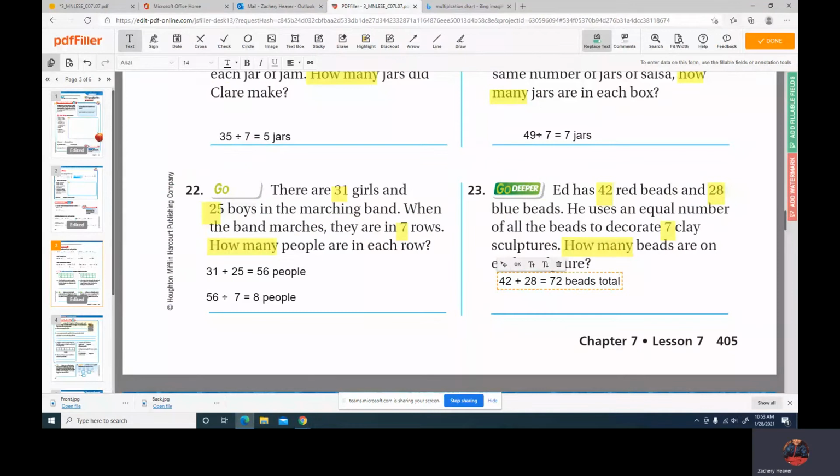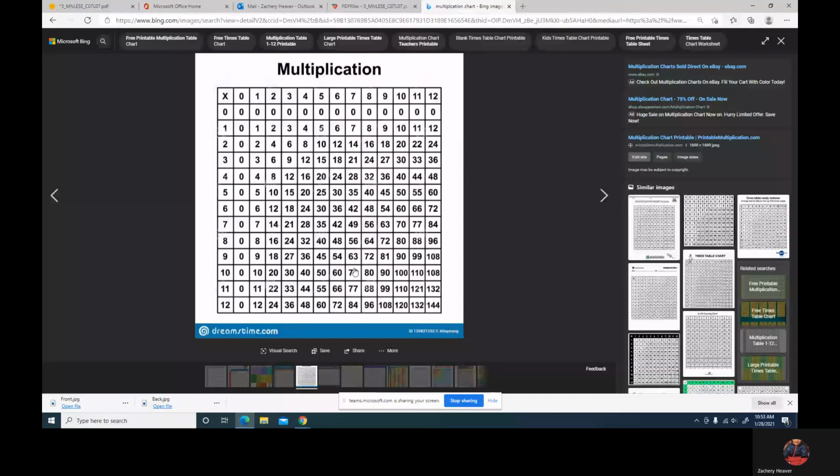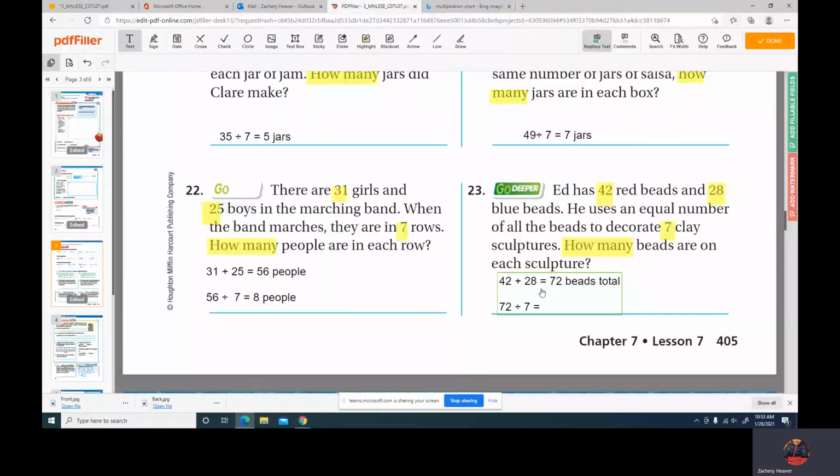42 plus 28, well, that's going to equal 72 beads total. And we are going to divide that by 7. Oh, that's a huge number. 72 divided by 7, that's going to be tough. I'm going to have to go to my 7s, go all the way down. Oh, I didn't add it right. Yeah, it's 70. I'm sorry. I was thinking it was 8 and 4. So we have 70 beads total, and our new equation is going to be 70 divided by 7.